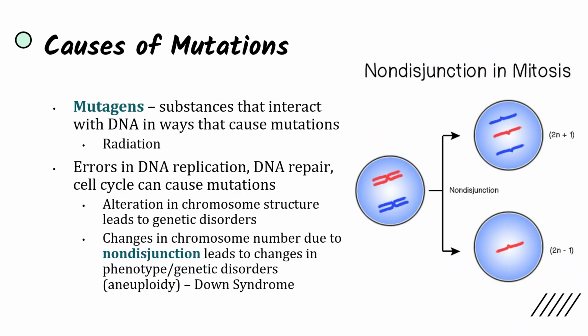So mutations are caused both by substances that interact with DNA, known as mutagens, such as radiation, which can cause mutations, but also just errors in DNA replication and DNA repair, and errors in the cell cycle during mitosis and meiosis. Those can all cause mutations. And then any alteration in the chromosome structure can lead to genetic disorders.